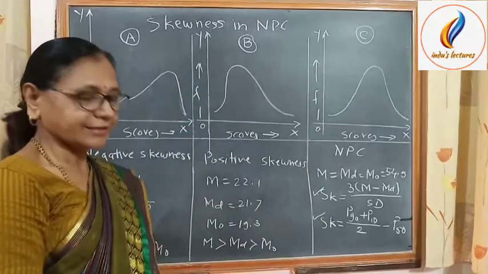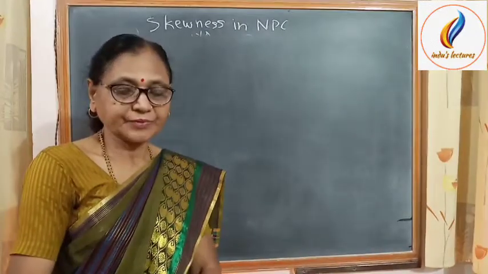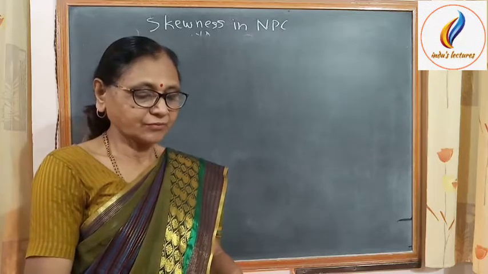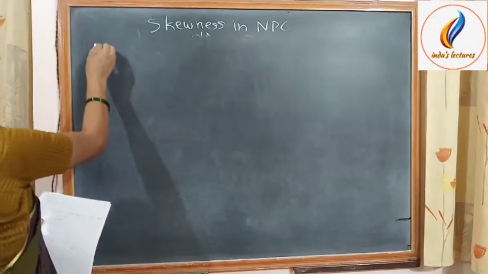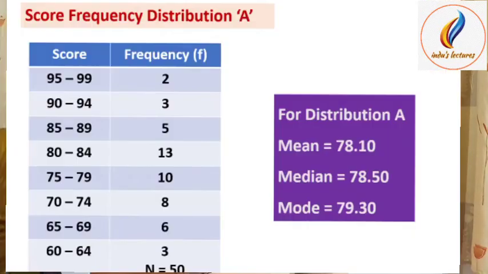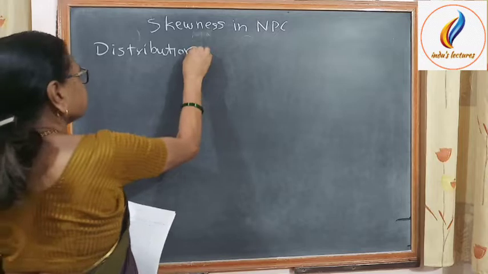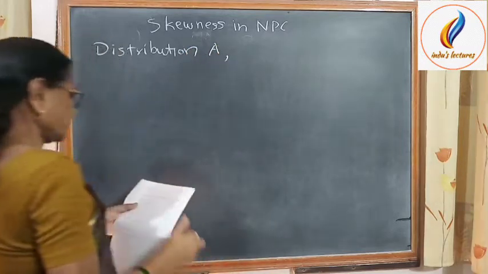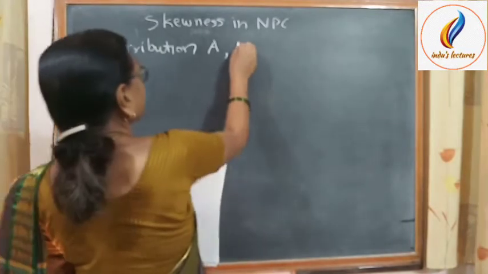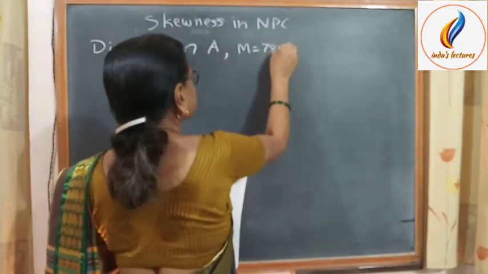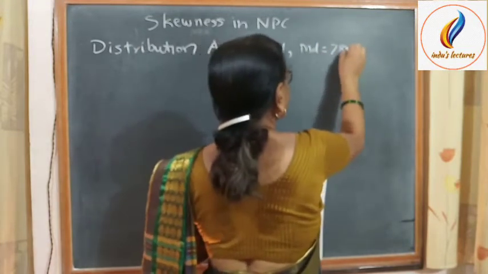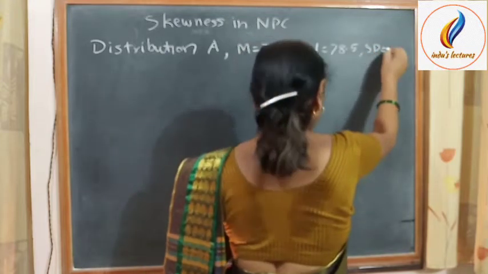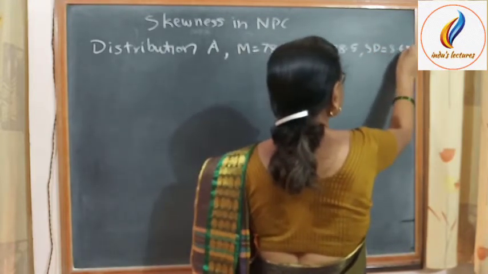Now let us consider the example. Consider the distribution A. Find its skewness. Now for distribution A, mean is equal to 78.1 and median is equal to 78.5, SD is equal to 8.62.